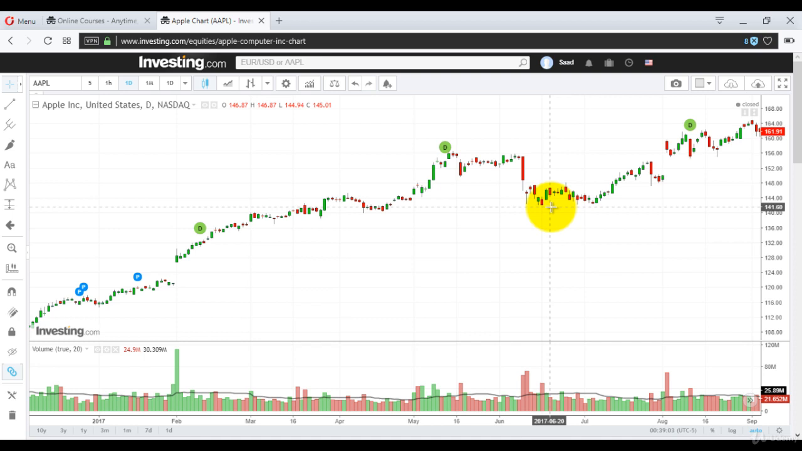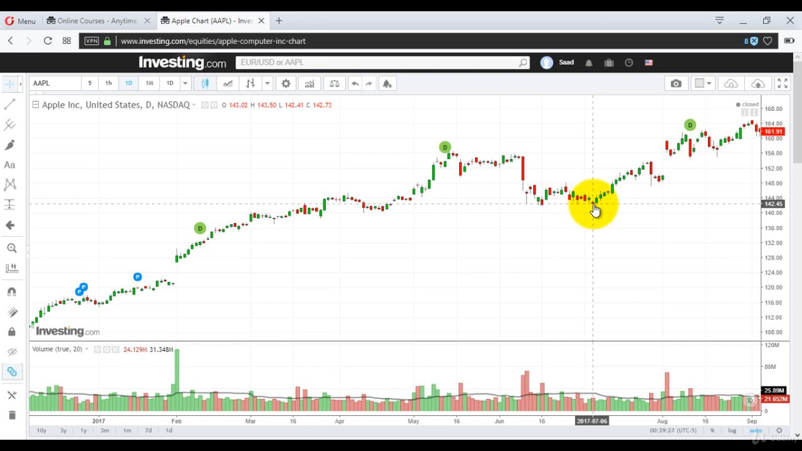If you look at it, the open is 146.87 and the high is 146.87. So no wick on the high side. The close is 145.01 and the low is 144.94. So only 6 cents. That is a Marubozu. And if you look at it, it was in a falling trend and after this Marubozu, it again fell off. So it's a continuation pattern.